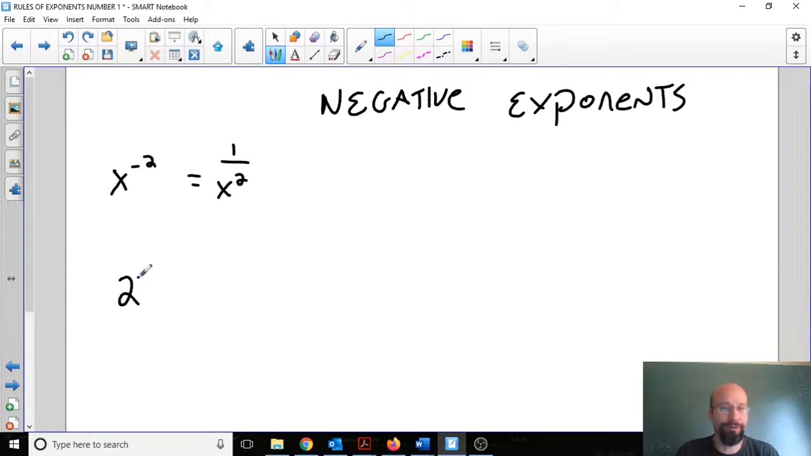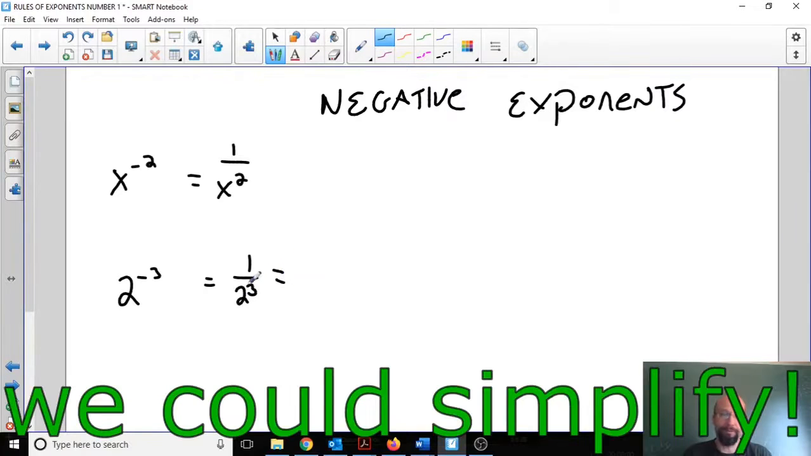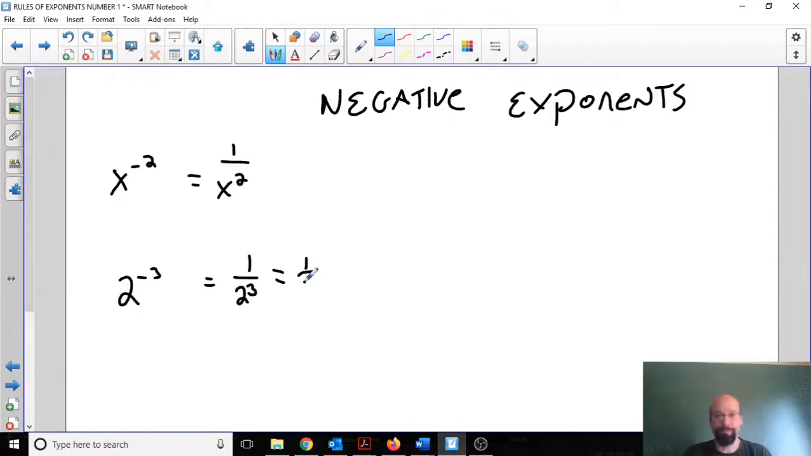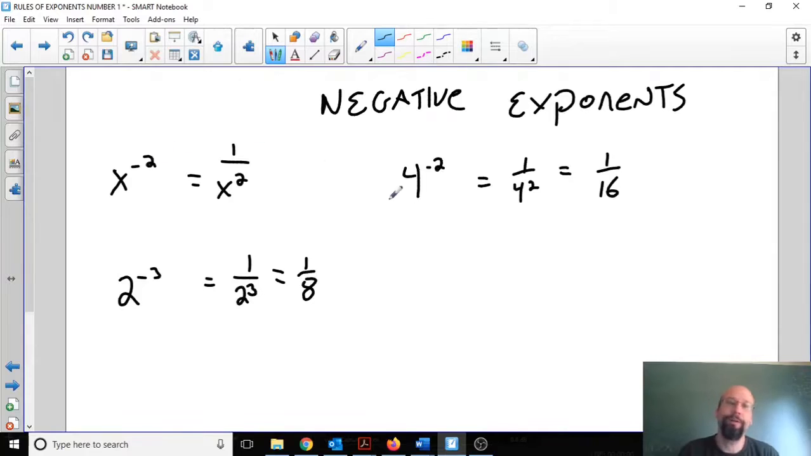Again, something like 2 to the negative 3 would become 1 over 2 to the third. If I wanted to solve 2 to the third, 2 times 2 times 2 is 8, so it's 1 over 8. Here's another one. Let's do 4 to the negative 2 equals 1 over 4 squared, which is 1 over 16. If the number starts underneath, 1 over x to the negative 2, this is negative, so you have to flip it, then it becomes positive. So it'll be x squared.